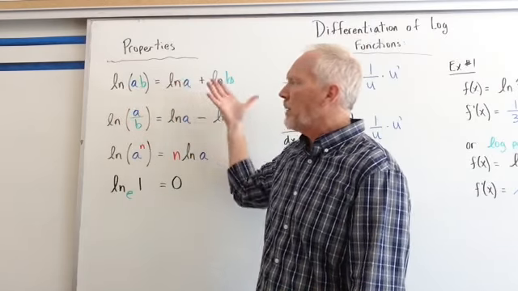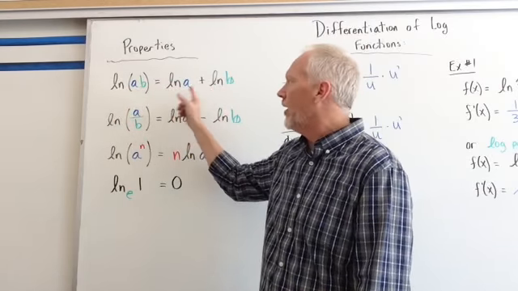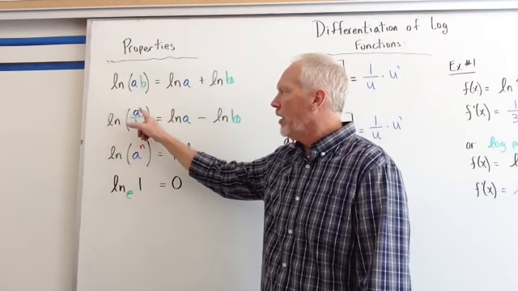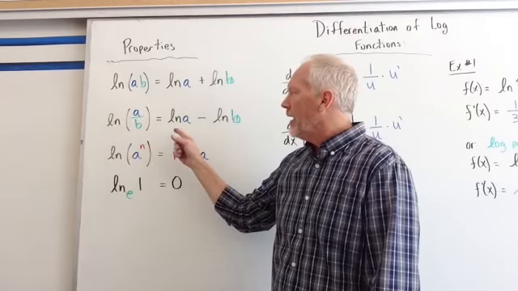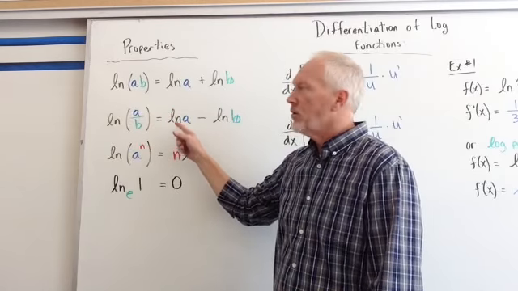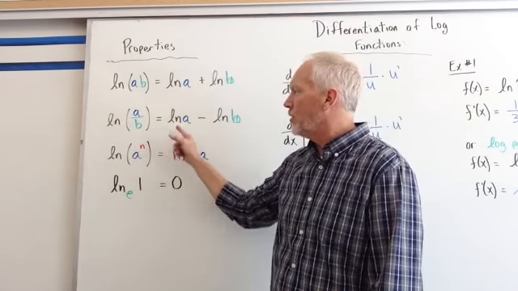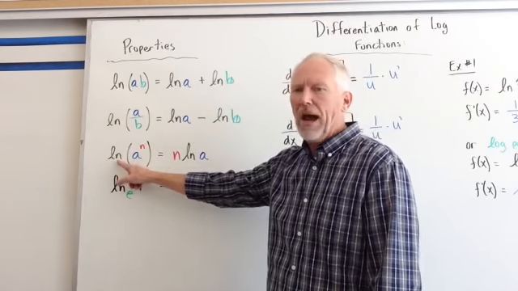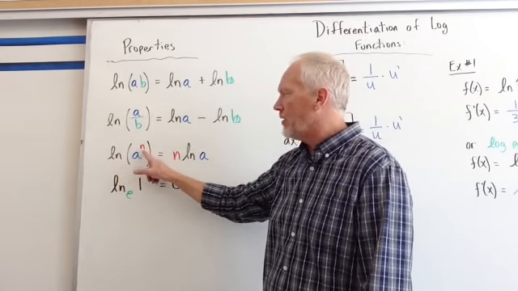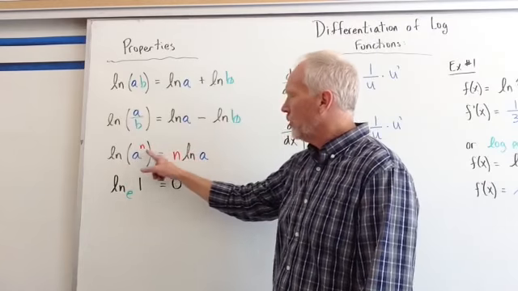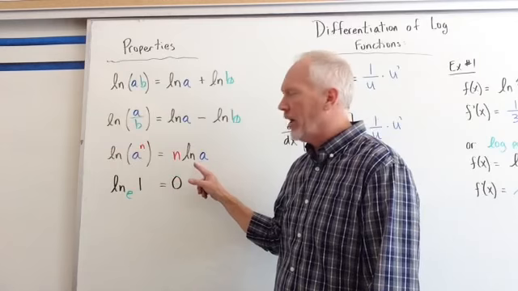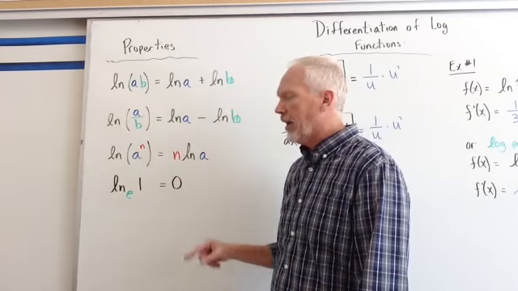ln of a times b, we can expand to ln of a plus ln of b. Then there's ln of a divided by b, and that is the division property. So multiplication goes with addition, and division goes with subtraction: ln a minus ln b. And the power property: ln of a to the nth power. We can bring that n down in front of the ln, and so we get n ln a.